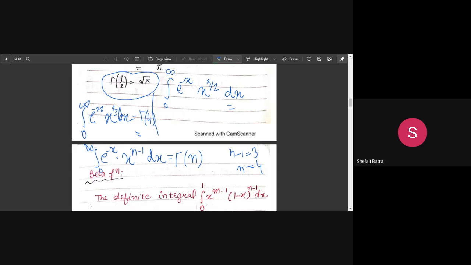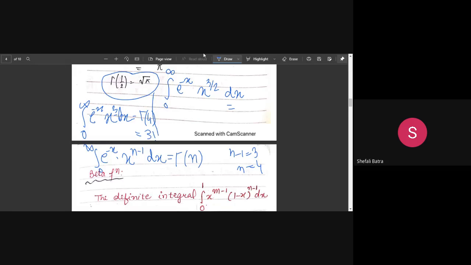N is a positive integer. So what will be the value of gamma 4? Ma'am, 5. How, beta? How is it 5? Ma'am, yes beta please. Repeat the question. What is the value of gamma 4? Okay, ma'am, 3 factorial. 3 factorial. Right. It is 3 factorial.